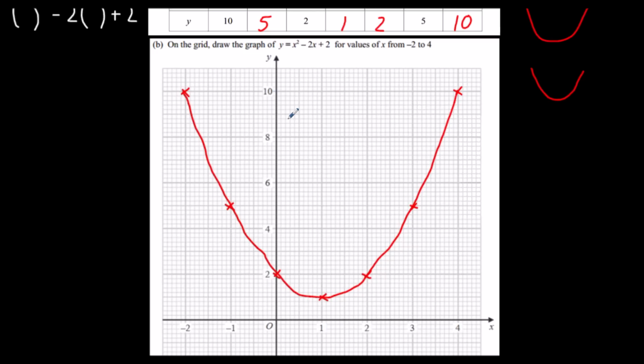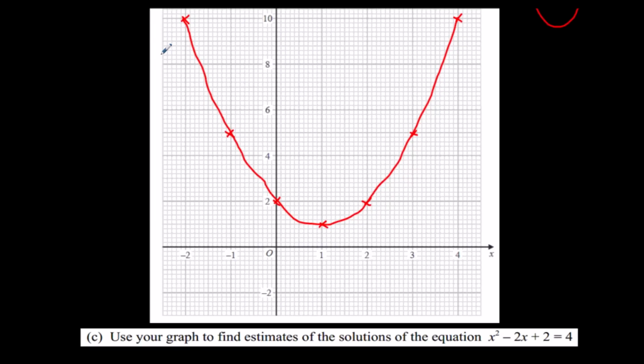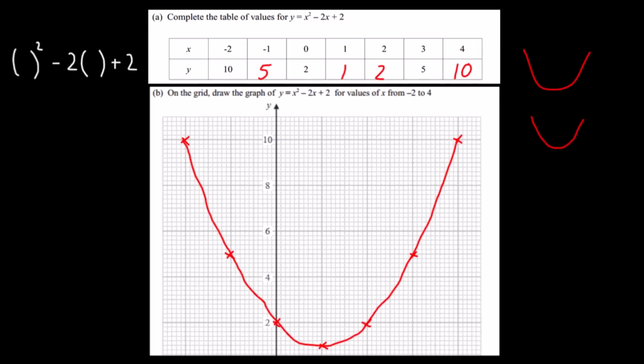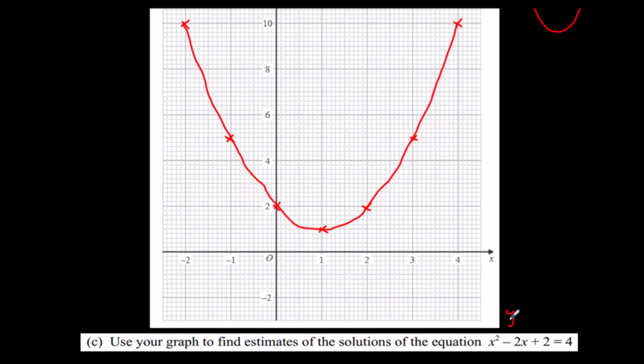So a graph something like that. And then there's part C. Use your graph to find estimates of the solutions of the equation x squared minus 2x plus 2 equals 4. So we had y equals x squared. Our graph is y equals x squared minus 2x plus 2.